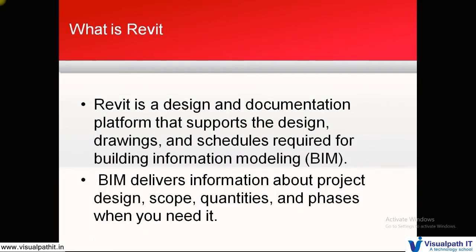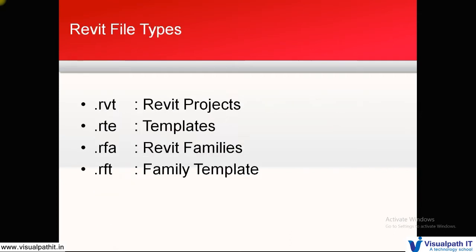Right. So now what is Revit? Revit is a design and documentation platform that supports the design. Drawings can be generated and schedules required for building information modeling. Okay. So building information delivers information about the project, design, it tells the scope, it tells the quantities, and it tells the phases when you need it.